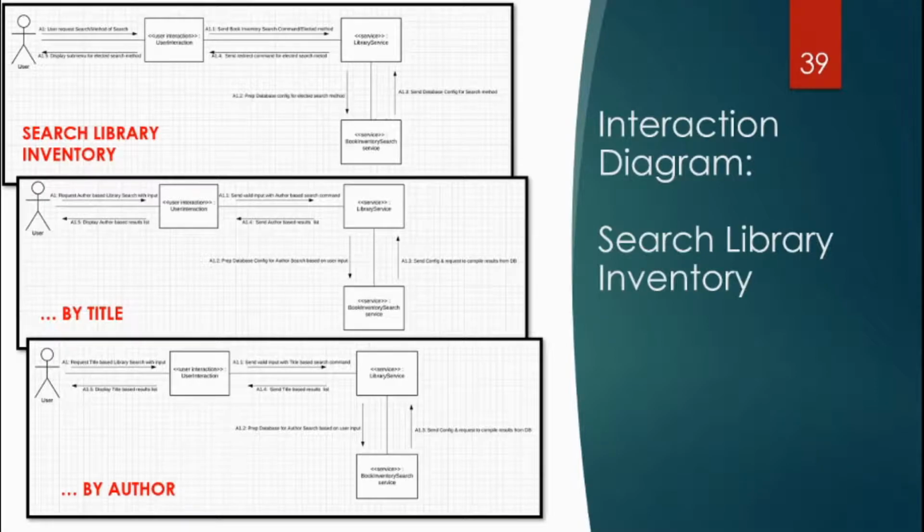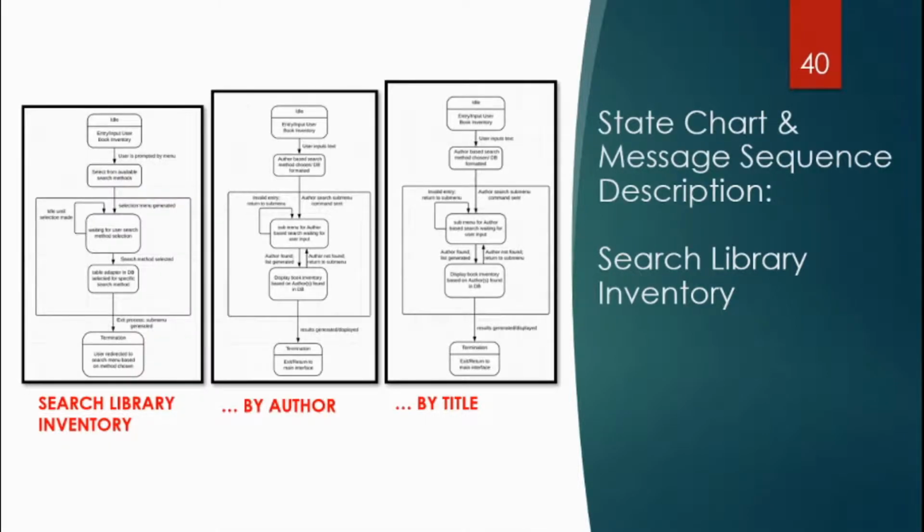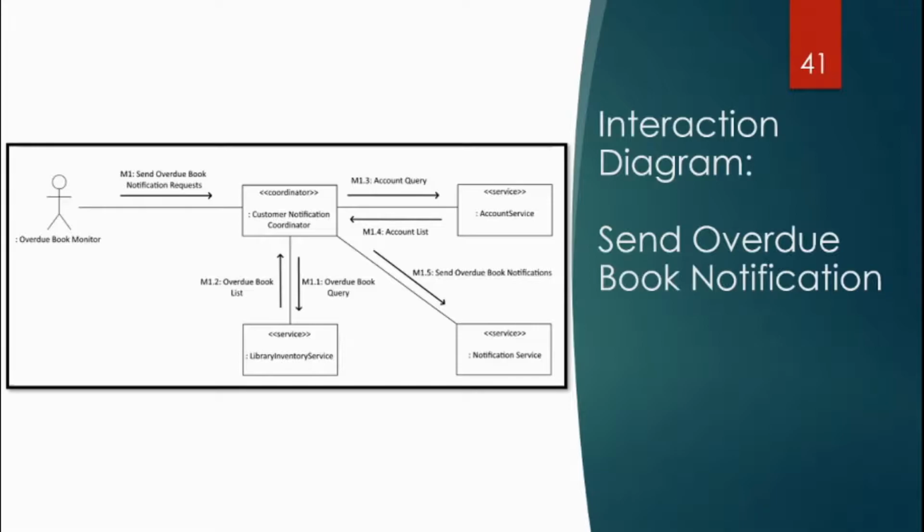These are the interaction diagrams or communications diagrams involved with searching the library inventory, searching it by title, or searching it by author. Just as well, the state charts for searching the library inventory by various means are very similar. And finally, we have the interaction diagram for the send overdue book notification use case.